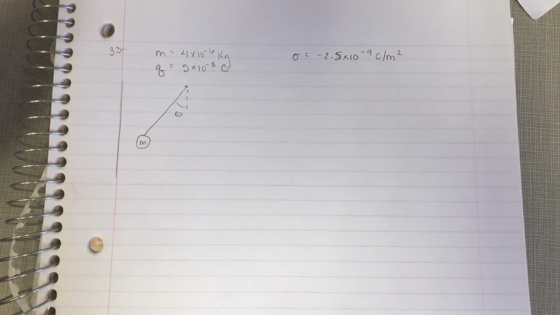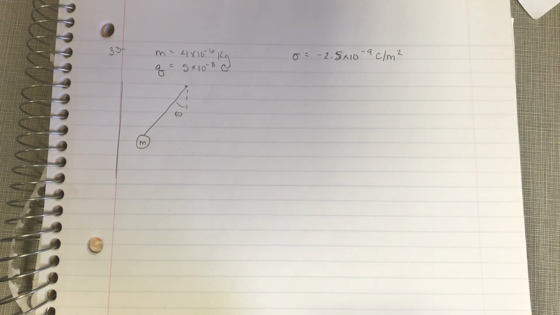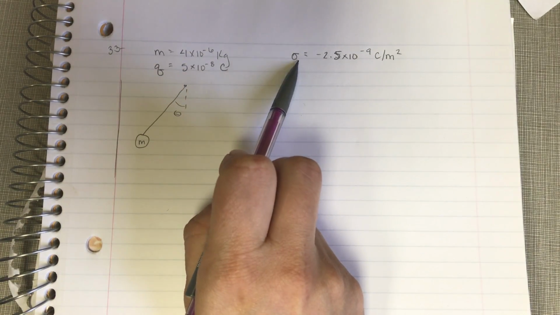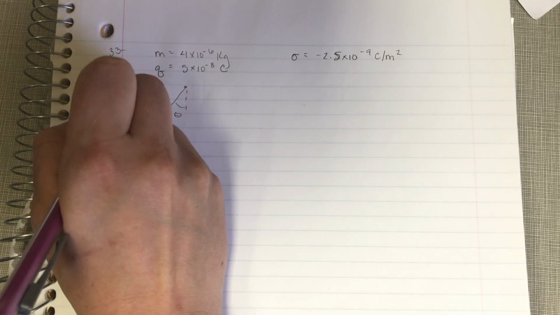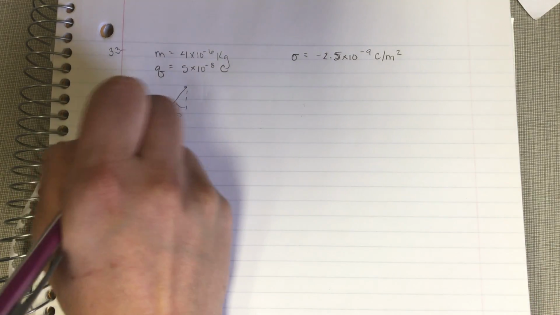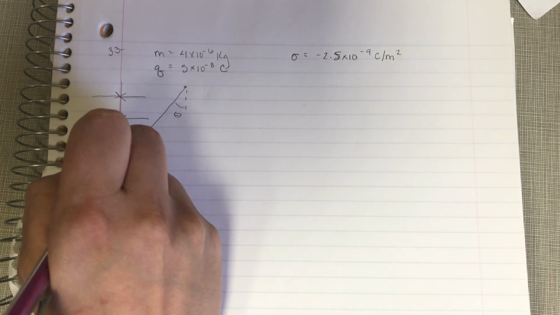Okay, so this is going to be an exercise in Newton's laws that we know and love. So we have the sheet. We know it's got some charge density that's negative, so our electric field is going to be pointing inward towards our sheet.